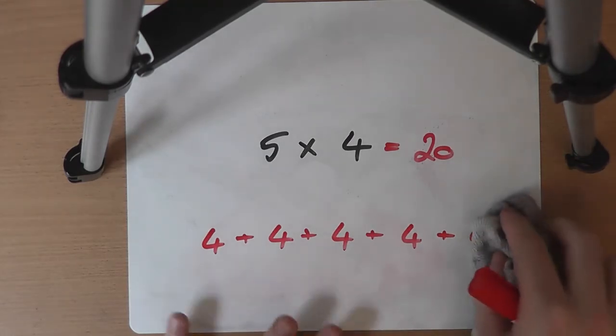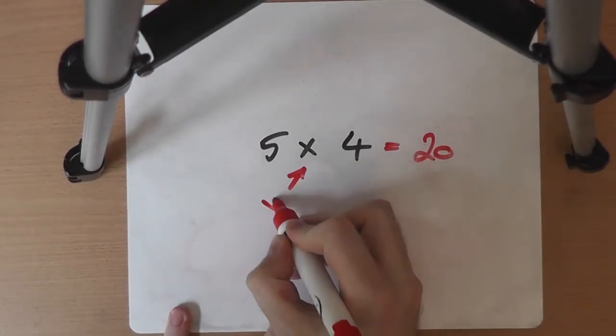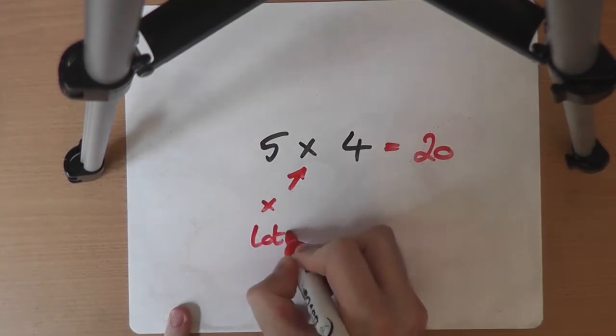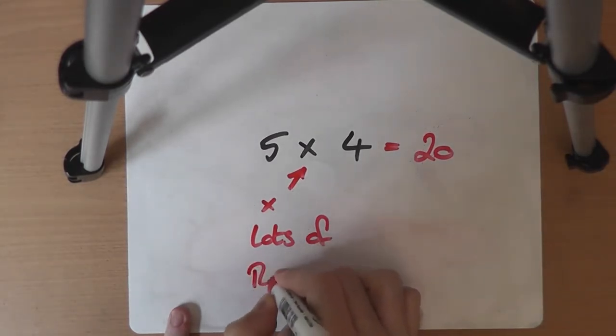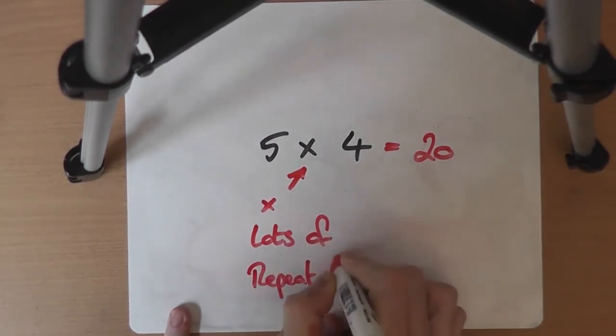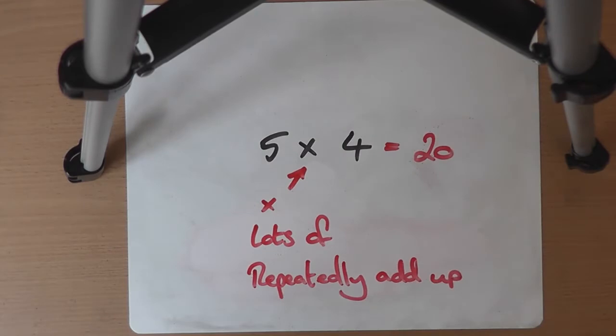But the key takeaway of all of that is that this symbol in the middle, it does mean times, it does mean lots of, and it also means effectively repeatedly add up. Timesing is just repeated addition. It's just adding on copies of the same thing until you've got a certain number of them in total. 4 lots, 5 lots, whatever. All timesing is, at its most basic, is repeatedly adding up.